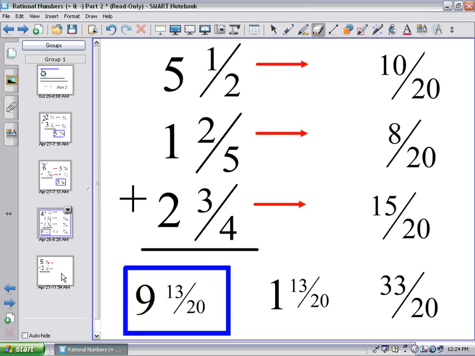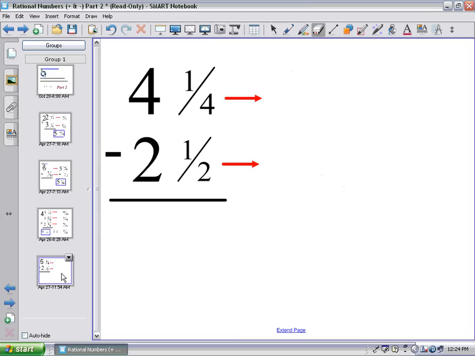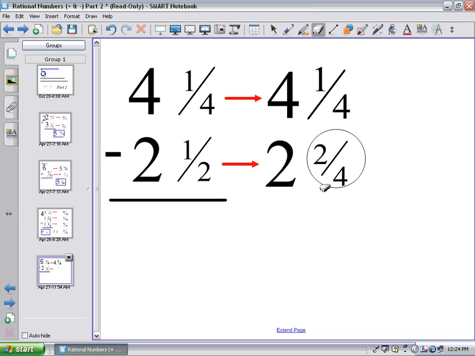Last one I want to look at in this unit. Last example here, fourth one. This is one that creeps up on you a little bit. First example that I'm showing you here of two fractions where the least common multiple is one of the fractions. The least common denominator is 4 here. So when I write this first fraction out, it's going to be 4 1/4. And when I write the second fraction out here, it's going to be 2 2/4.